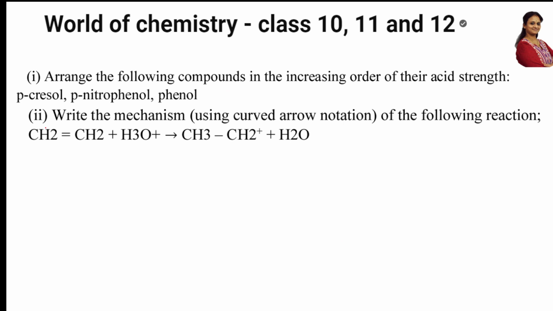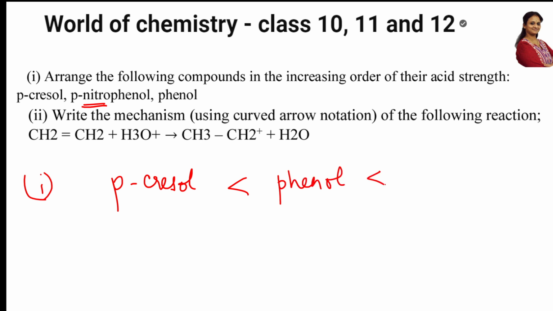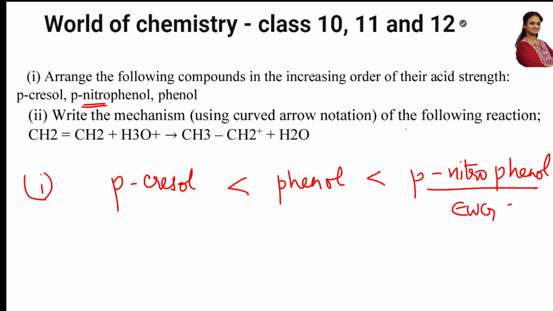Okay. Para-cresol, para-nitrophenol, phenol. Acidic strength, as you all know: more the electron withdrawing group, more is the acidity. Correct? So this is para-cresol, with the methyl group which you have. Let us write this first, para-cresol. This will be less acidic than phenol. And here you have an electron withdrawing group. That's why this is more acidic. This is because of the electron withdrawing group. Next question. Write the mechanism using curved notation of the following reaction.